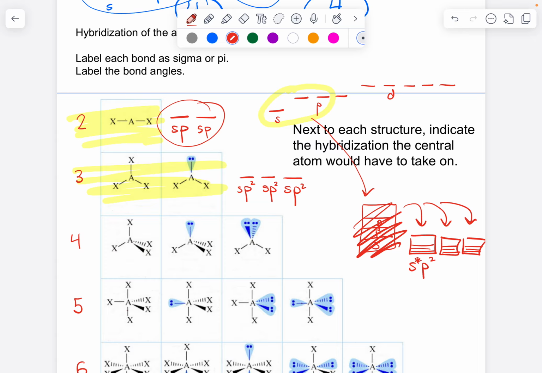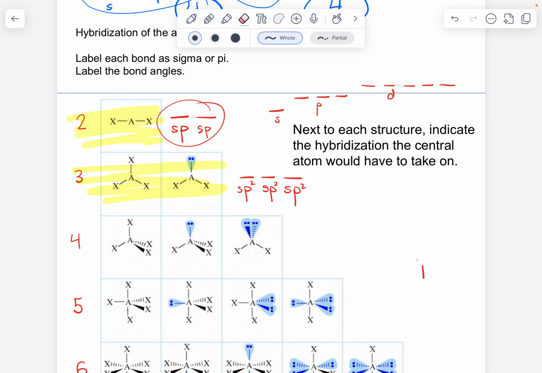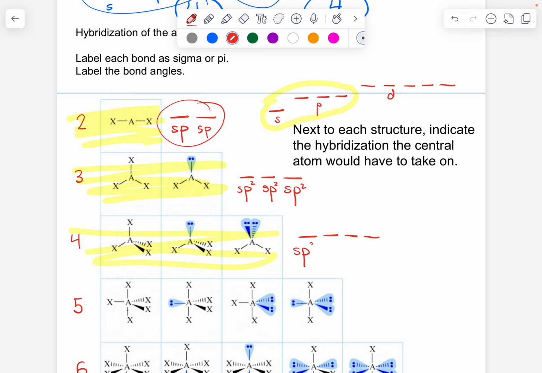I don't write the 1 in there, but just to make a point, that's what those superscripts mean, is how many orbitals of that type did you mix together. Okay, now for 4 groups. This is one we've seen already. So I'm going to grab an S, and I need 4, so I grab all 3 of those P's now. And now I make 1, 2, 3, 4 orbitals. I call them sp3 orbitals, and there's 4 of them.